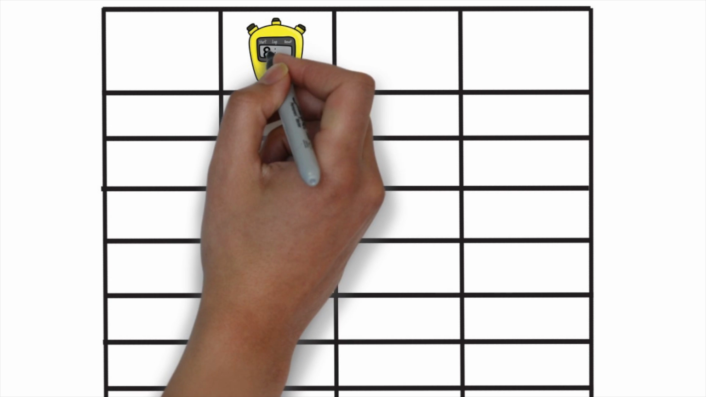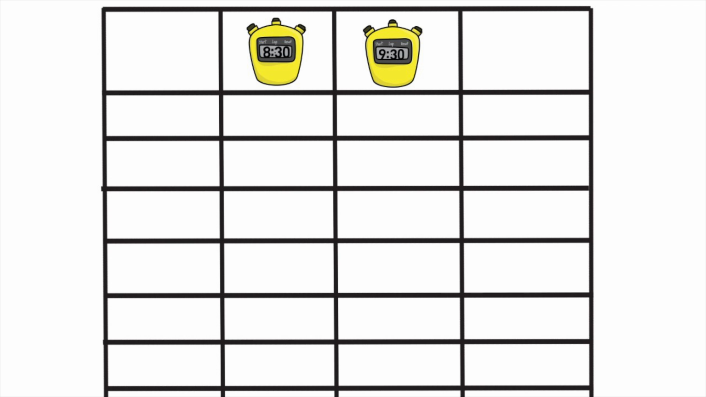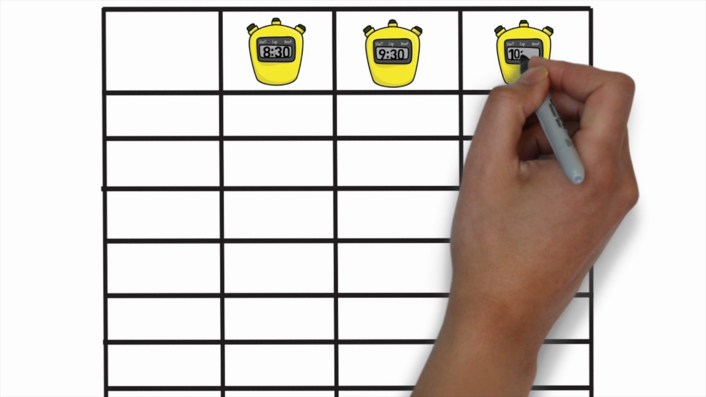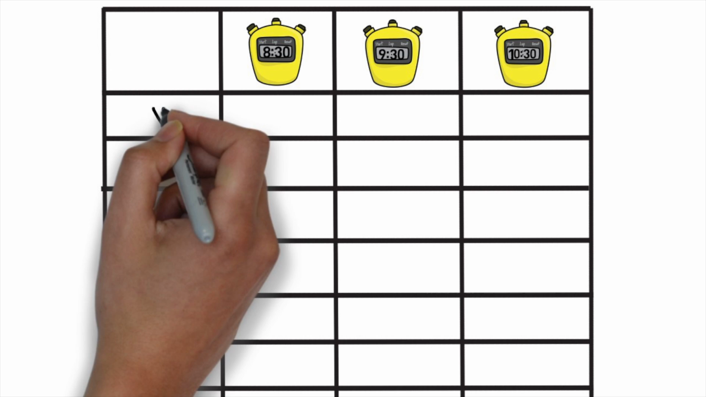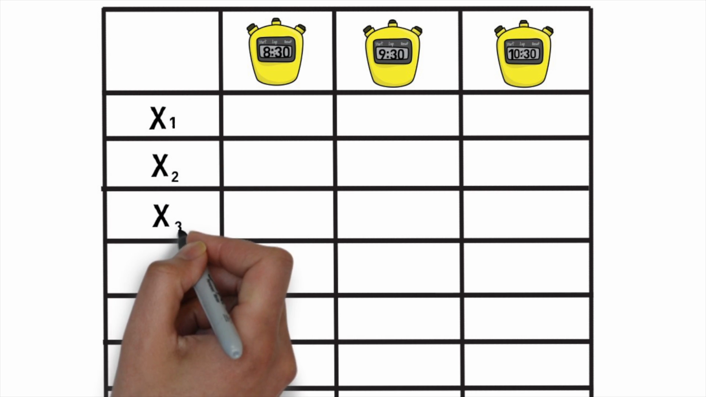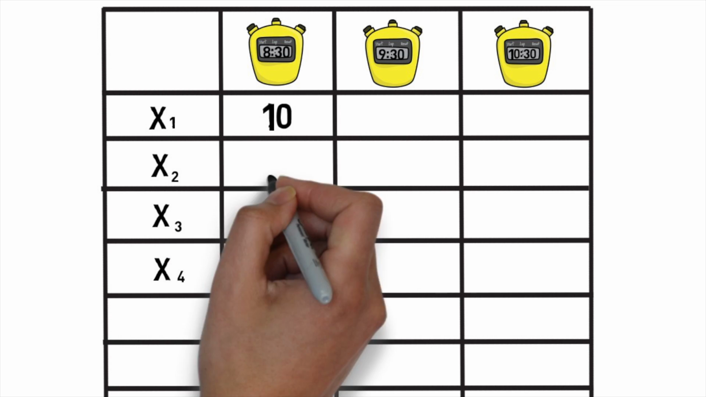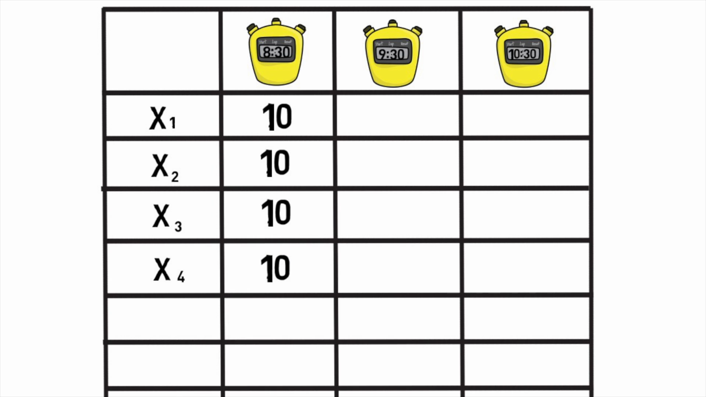Let's take a look at why it's necessary to measure both the mean and variation in a process to understand what's happening. Let's assume we take measurements at 8:30, 9:30 and 10:30. And we're going to take 4 measurements, X1, X2, X3 and X4. At 8:30, these measurements are 10, 10, 10 and 10. The mean of these is 10. We add them up and divide by 4.